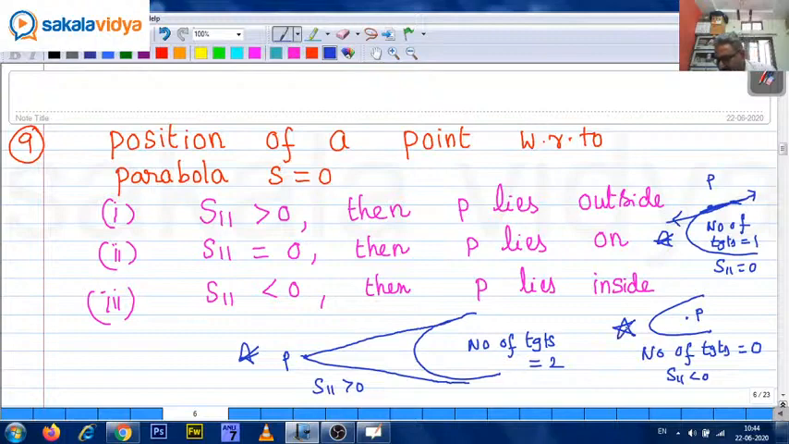Understood now? You can note this down. Sometimes you may be asked in the examination how many tangents can be drawn from an external point to S is equal to 0. Two tangents. Similarly, on the parabola and inside of the parabola.